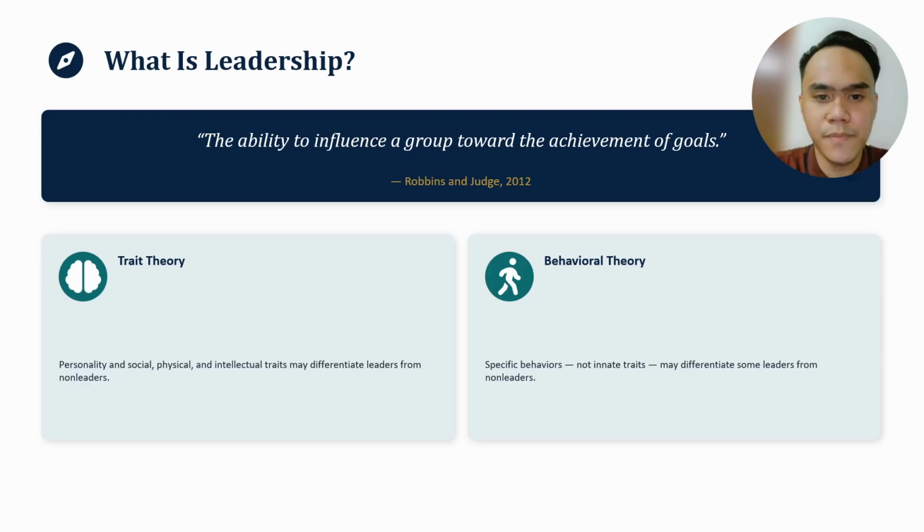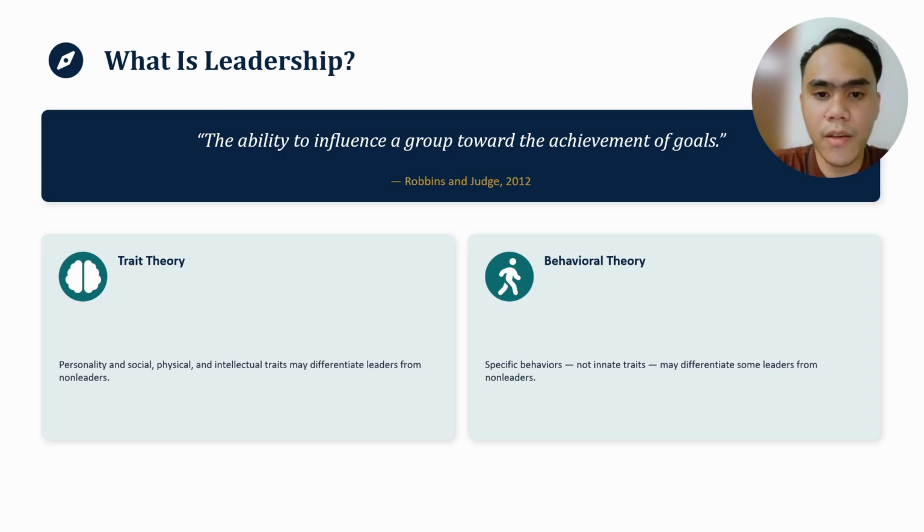Okay, so let's start with the definition on the screen from Robbins and Judge. Leadership is the ability to influence a group toward the achievement of goals. Notice what this definition does and doesn't say. It says nothing about titles, authority, or organizational charts. It is entirely about influence and outcomes. There are many different leadership approaches involving personality and situation, but Robbins and Judge detail two main theories worth understanding as a foundation.